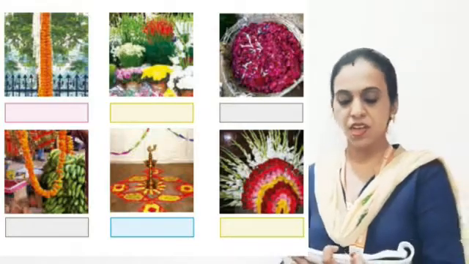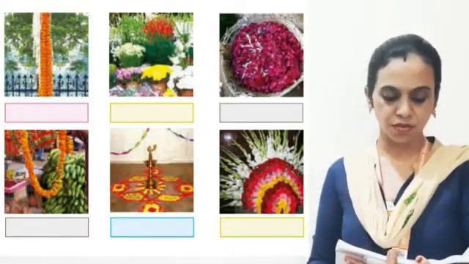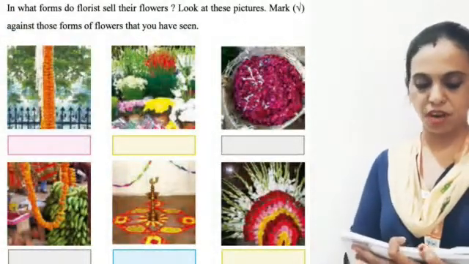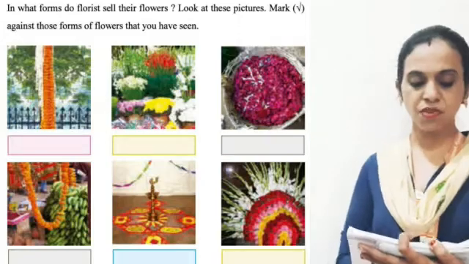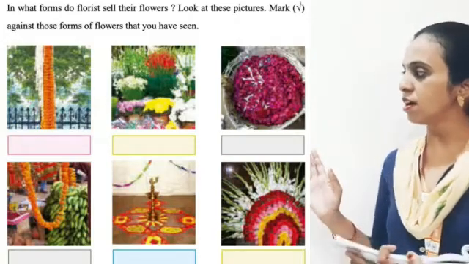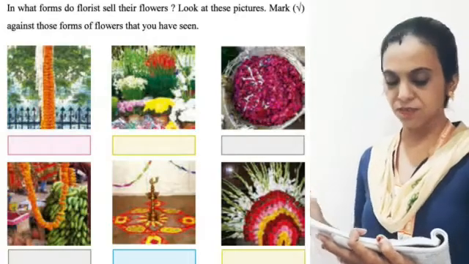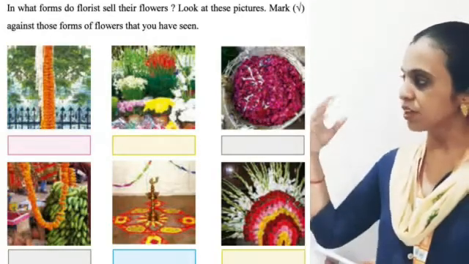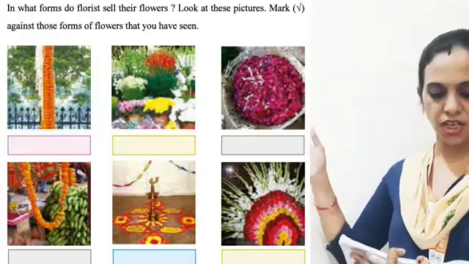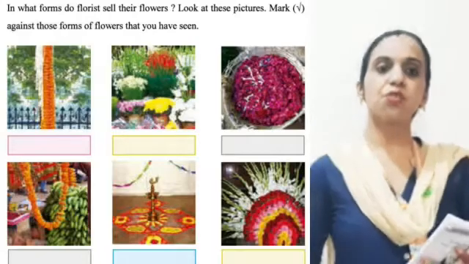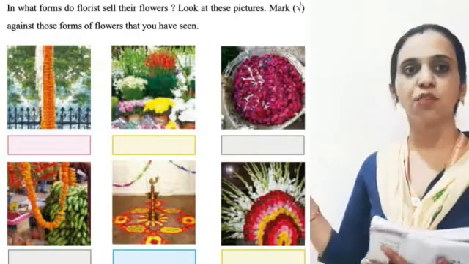See here, in what forms do florists sell their flowers? Look at these pictures and mark against those forms of flowers that you have seen. As we all know, there are many different forms of flowers we see in the market. For garlands, as loose petals, for decoration, and then bouquets, etc. So whichever you have seen, there you have to put a tick mark.